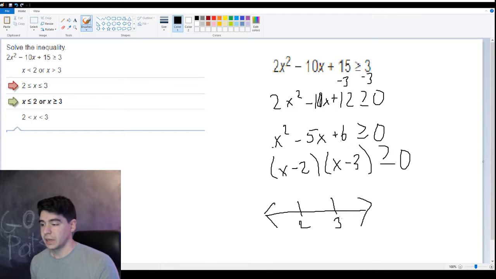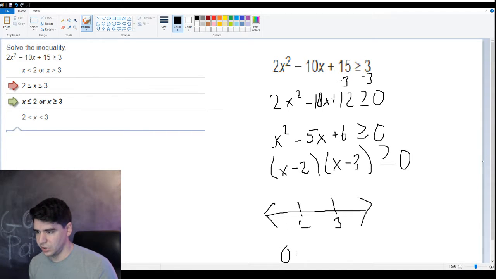Like so. And so now what I'm going to do is try out a section. I'm going to try a number that is smaller than 2. I'm going to try a number that is bigger than 3. And I'll try a number in between to see how they work. Alright, so first let's try a number smaller than 2. And I'm going to pick 0 because 0 is really easy. I'm going to see if the statement is true.